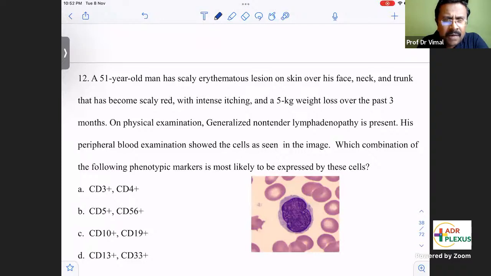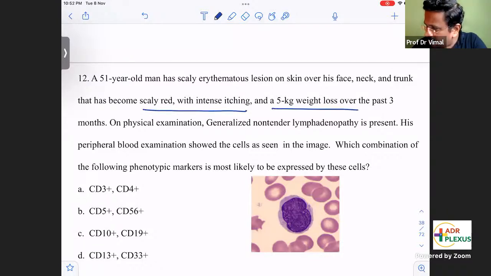A 51-year-old man has a scaly erythematous lesion on the skin over his face and trunk, which has become scaly red with intense itching, and a 5 kg weight loss over the past 3 months. On physical examination, non-tender lymphadenopathy is present. His peripheral blood examination showed the cells seen in the image. Which combination of phenotypic markers is most likely to be expressed by these cells?